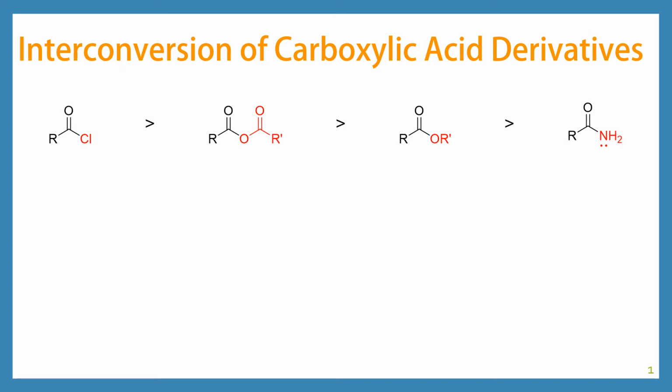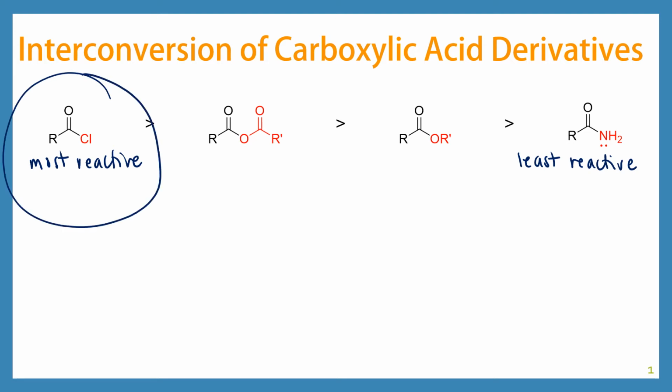So on the left-hand side, we have our acid chloride, which is our most reactive. On the right-hand side, we have the amide, which is our least reactive. So it makes sense that something that is very reactive, such as the acid chloride, could be turned into many other things very easily, and that something that's less reactive, such as the amide, would be pretty difficult to turn into other compounds.